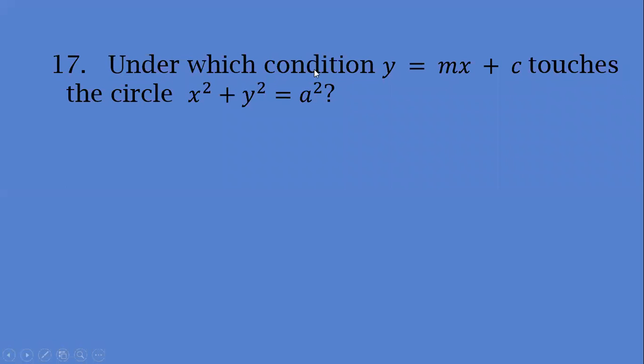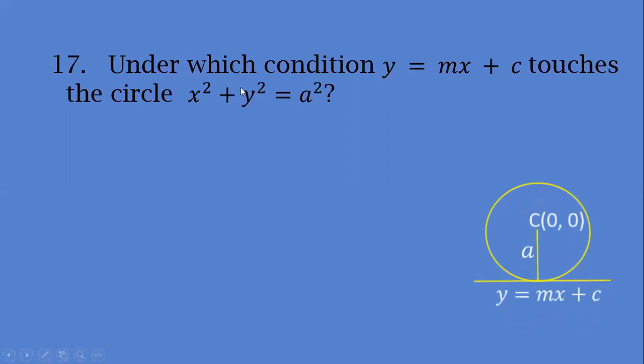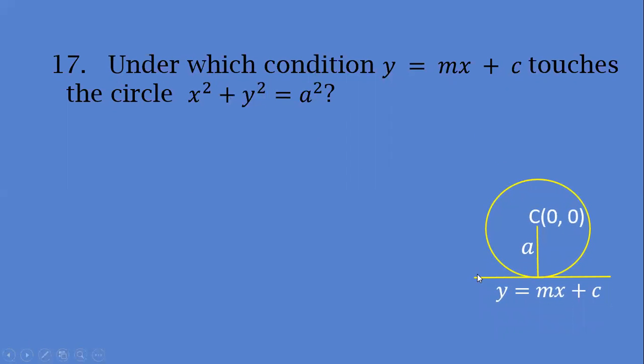Next. Under which condition does y is equal to mx plus c touch the circle x square plus y square is equal to a square? Directly you can write the answer, but I want to discuss for your better understanding here. See, if this straight line touches the circle, then what do we see in this figure? The distance from the center to this line is equal to its radius.